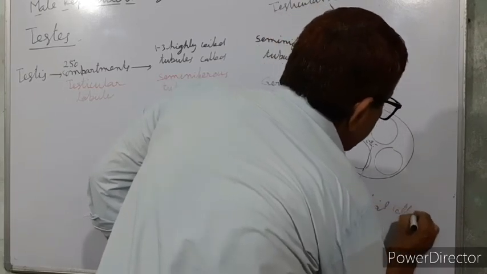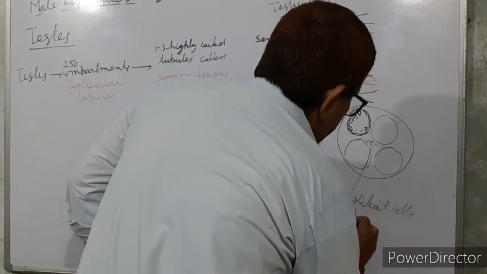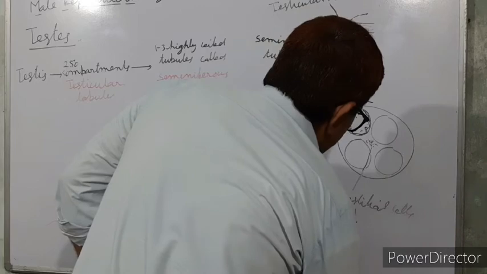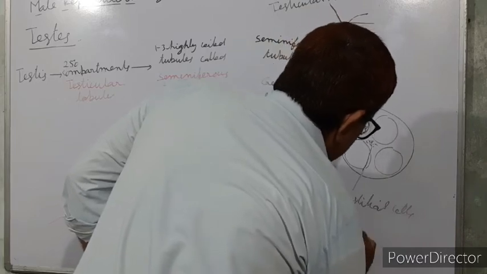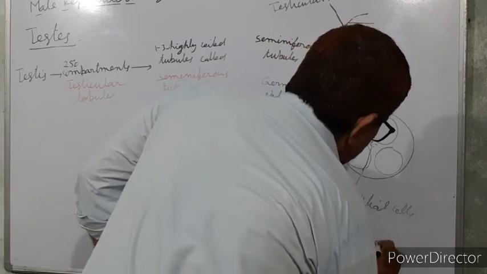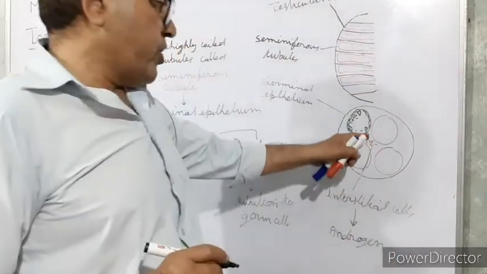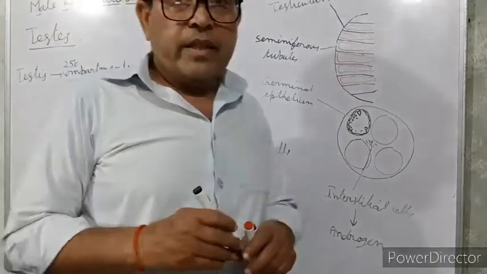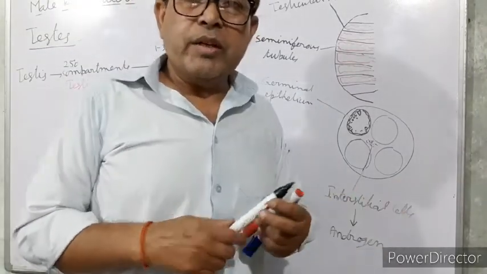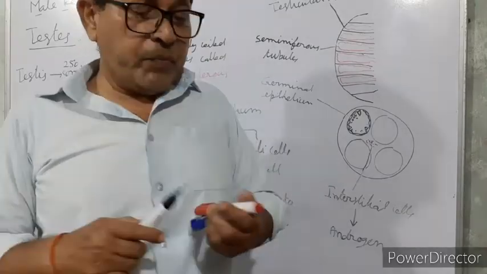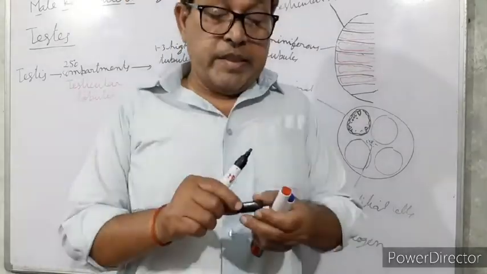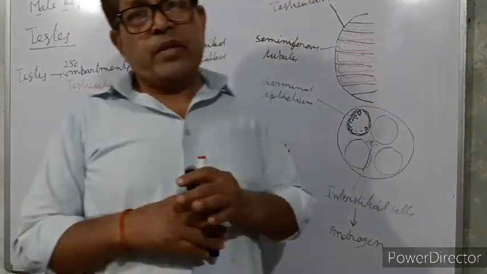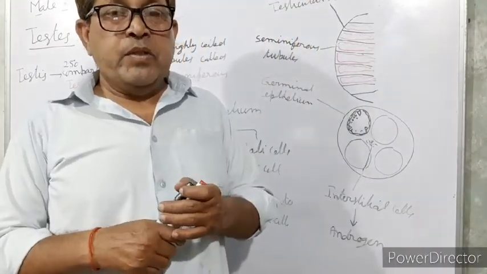These interstitial cells produce the male sex hormones called androgens. You are familiar with testosterone, which is responsible for the development of secondary sexual characters.